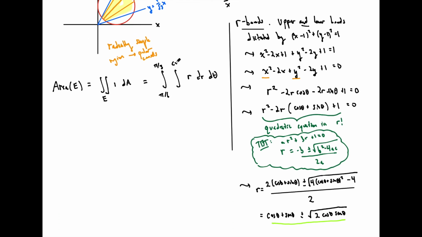So I'll awkwardly write these in here, and that will do it. The upper bound is going to be cosine plus sine plus the square root of 2 cosine sine. And the lower bound is going to be cosine plus sine minus the square root of 2 cosine sine. Not the prettiest iterated integral in the world, and I probably should have given myself a little more room for the r bounds, but it's correct.